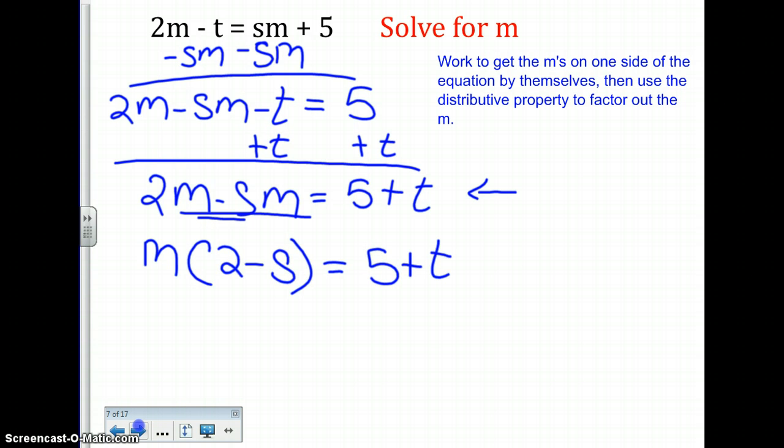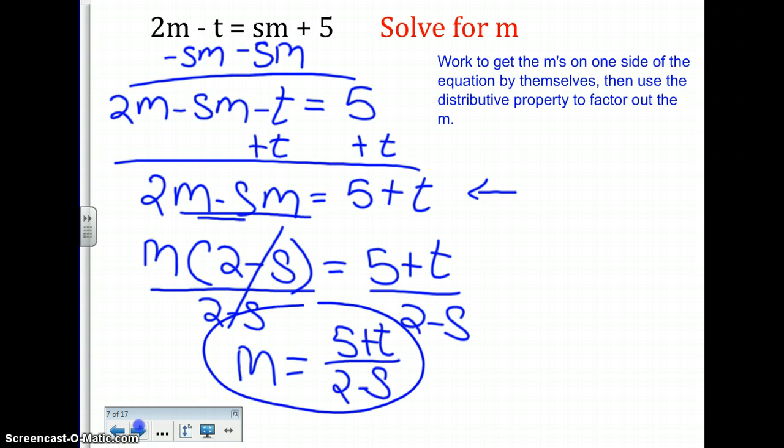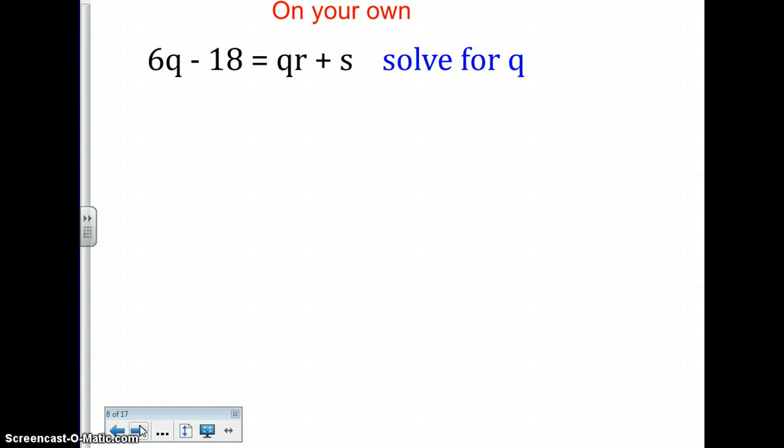And that right there is a newer step. We can go ahead and now divide by the 2 minus s, divide by 2 minus s, and on this side that becomes 1, and it leaves us with m. On the right side of the equation we have 5 plus t over 2 minus s. And that would be our final answer.